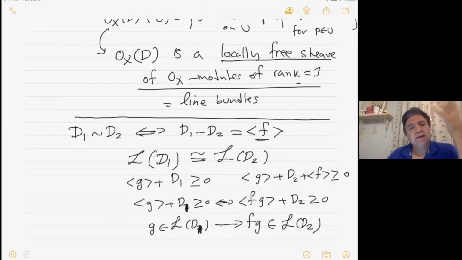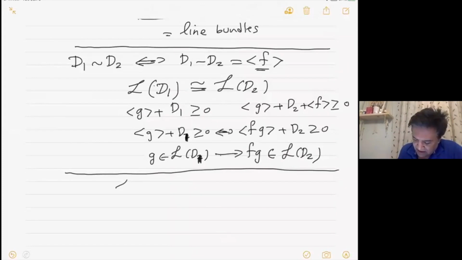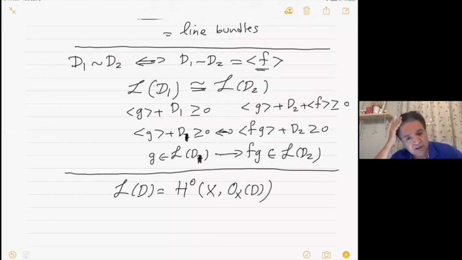So in the statement of Riemann-Roch, you can always replace a divisor by another divisor that is equivalent to it, and nothing will change in the statement because the degree and L of D don't change, and these are the only things that appear in the formula. Now I was about to tell you why the dimension of this space is finite, and I told you that L of D is the zeroth cohomology of X with this. And this is a fancy way of saying that we take the global sections of this sheaf.